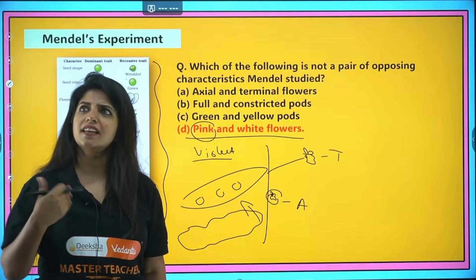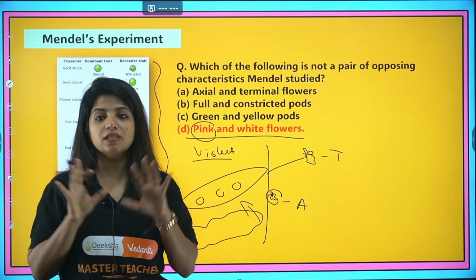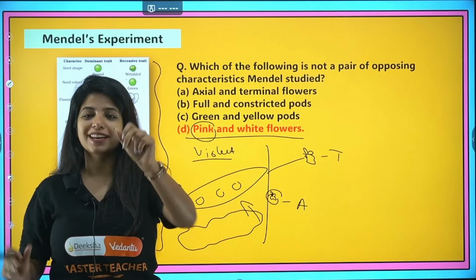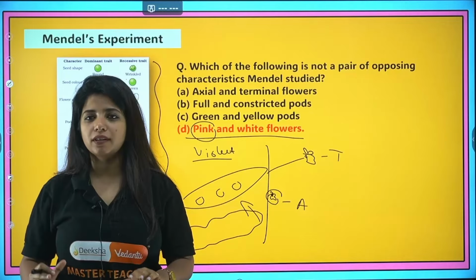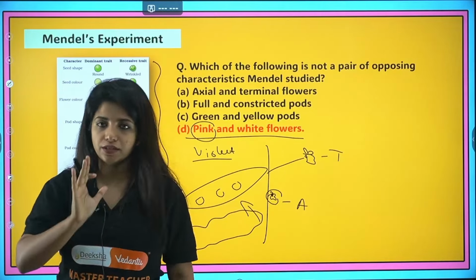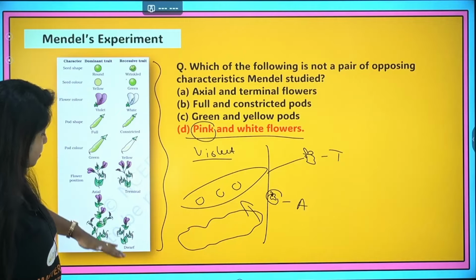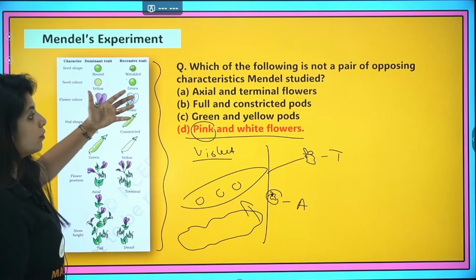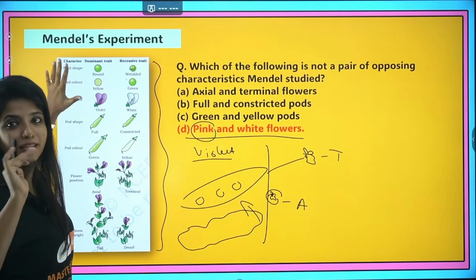Apart from that, is there anything else? Height of the plant. That is something that is unique, which is not in two features. So height can be tall or dwarf. Tall is the one which is dominant, whereas dwarf is the one which is recessive. That's all. So you need to remember all these features. If at all you do not remember it, I hope I have helped you in some ways.